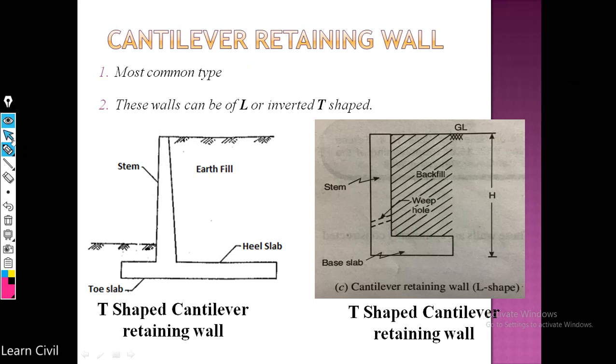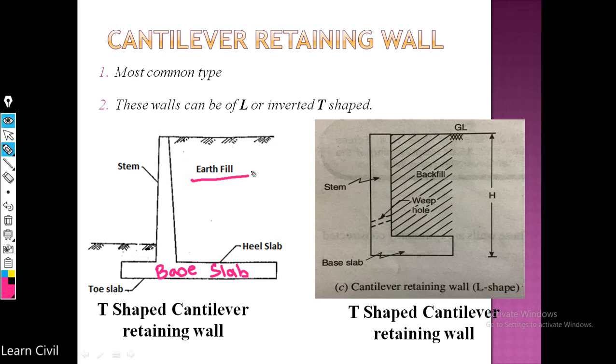What are the different parts of retaining walls? The first part is the base slab. This is the base slab of your retaining wall. The base slab is divided into two parts.